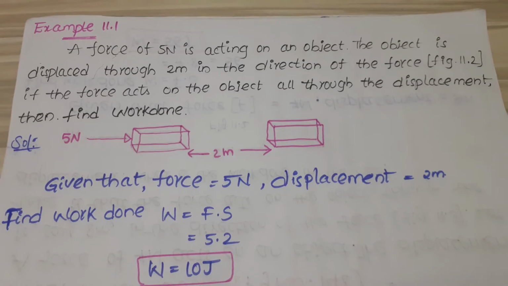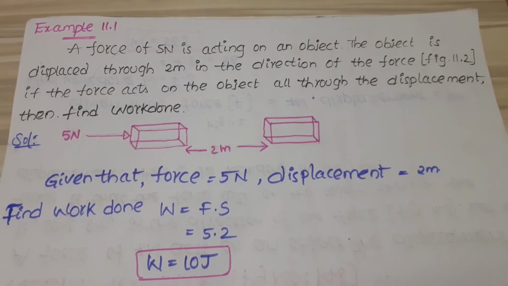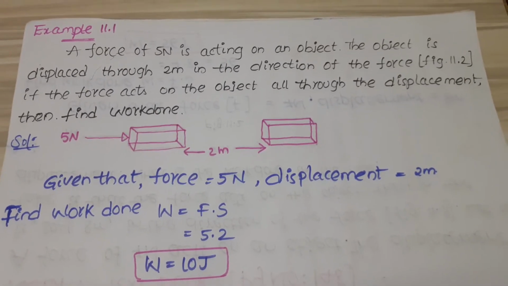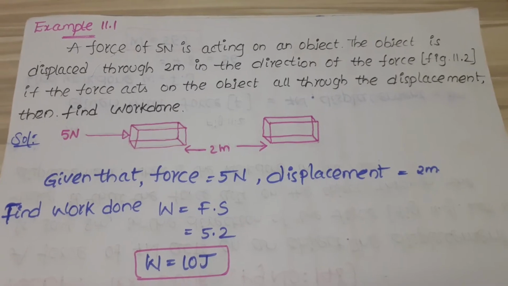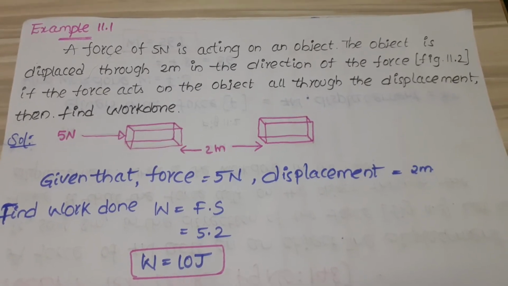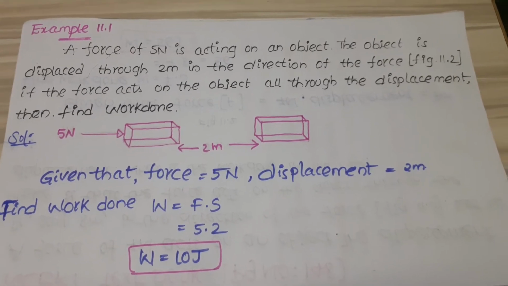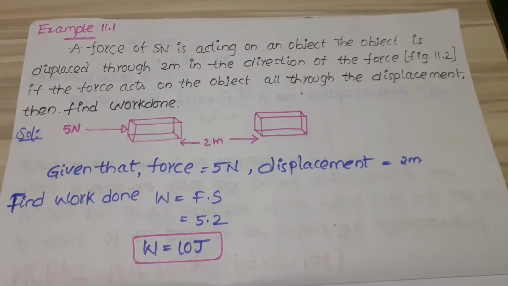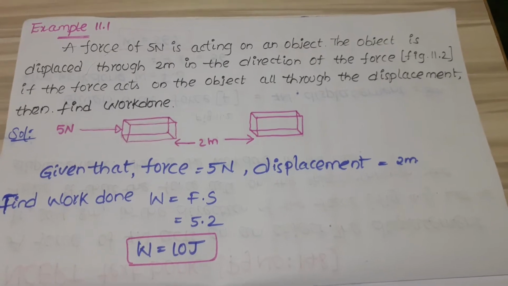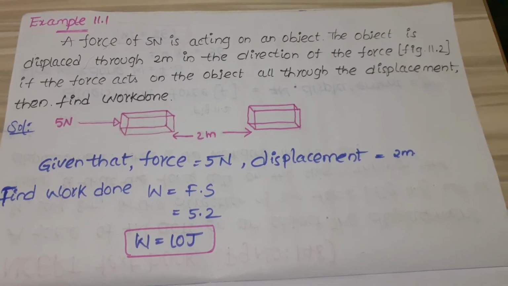So next question, example 11.1. A force of 5 Newton is acting on an object. The object is displaced through 2 meters in the direction of the force. Figure 11.2. If the force acts on the object all through the displacement, then find the work done.